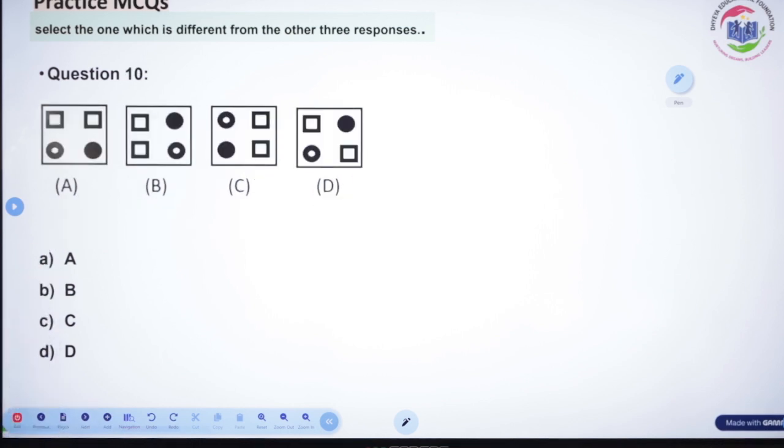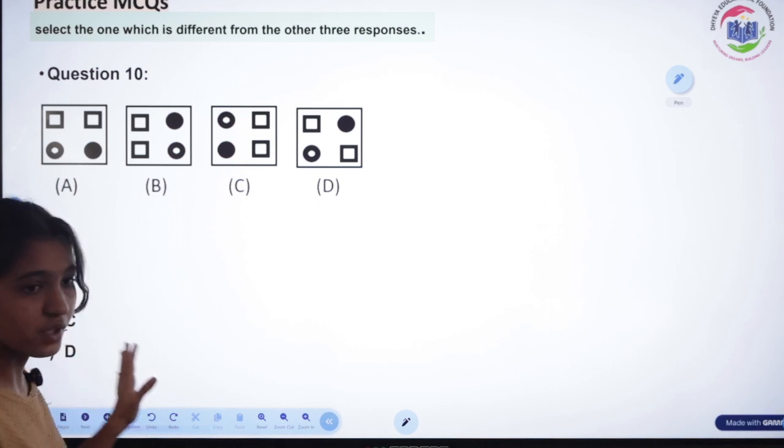Observe this figure and tell me which figure is the odd one out. Option A, B, C or D. First, observe the circle and the square inside the square, and you will find the odd one out. Which one is the odd one out from this? Option A, B, C or D? Option D is the odd one out.